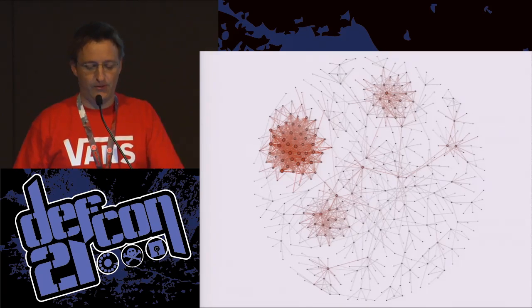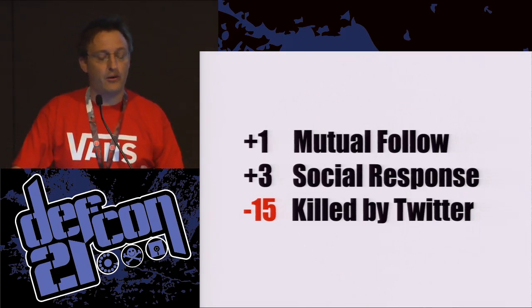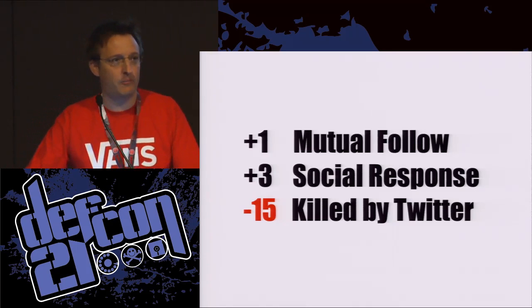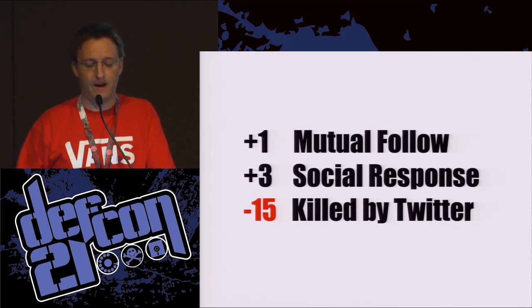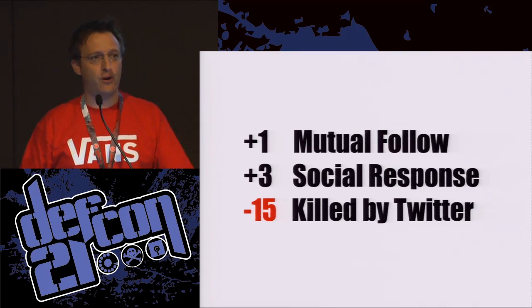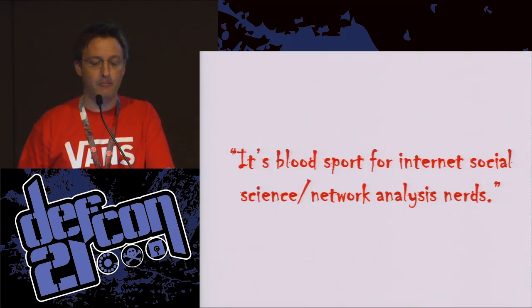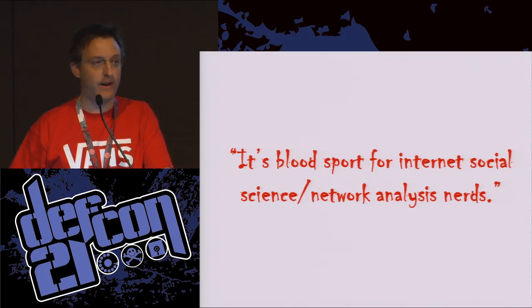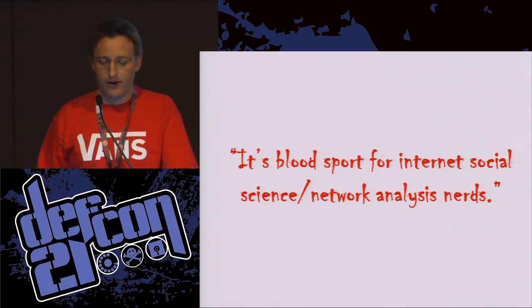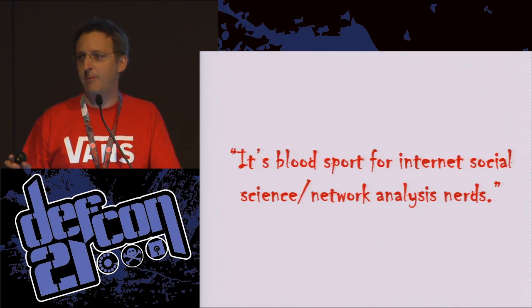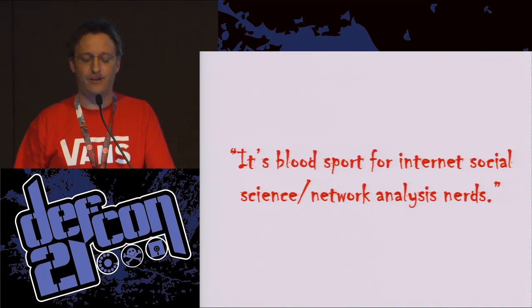The social bot teams were scored: they got 1 point for a follow back, they got 3 points for a social response, and they got docked 15 points if they were killed by Twitter, meaning a suspended account. That was the scoring mechanism for the social bots competition. It was described as blood sport for internet, social science, and network analysis nerds. I'm not going to go into this in too much detail because there's a really nice Ignite video, lasting about 5 minutes, that you can watch where Tim explains the competition, and it's really pretty good.